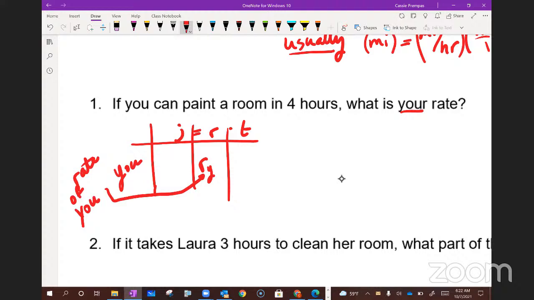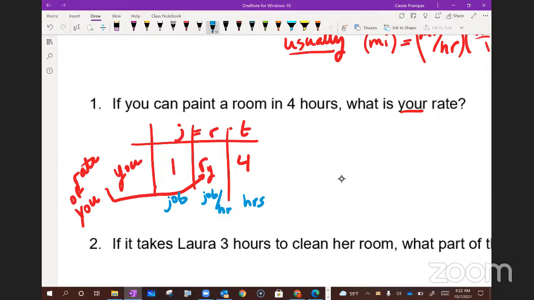Now, what do I have? It says that you do the job in 4 hours and you're completing 1 room. So you have 1 job. And you could put the units at the bottom. So this time would be hours. This would be the job per hour. And then this would be your job.